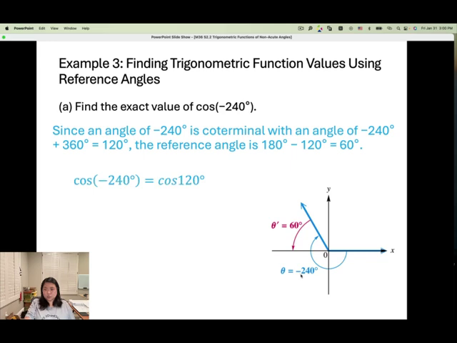Oh, they use the angle negative 240. They start going clockwise. Then find the reference angle. It's about the same thing. It's also equal to cosine 120, and then the reference angle is 60. Cosine in this quadrant will be negative, so negative cosine 60, which will be equal to negative 1/2. Good.